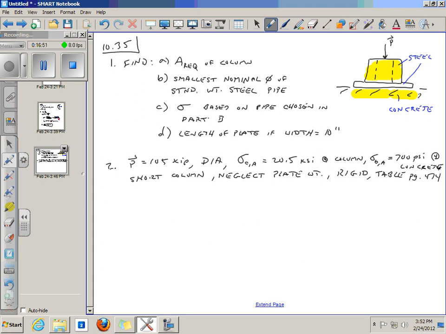So step 3. All right, the equations that we're going to need. Well, we got to find compressive stress. So sigma C allowable is equal to the force we've got, P, over the required area, how much we need. Okay, and we know that bearing stress is equal to the force P that we've got over the area of contact.